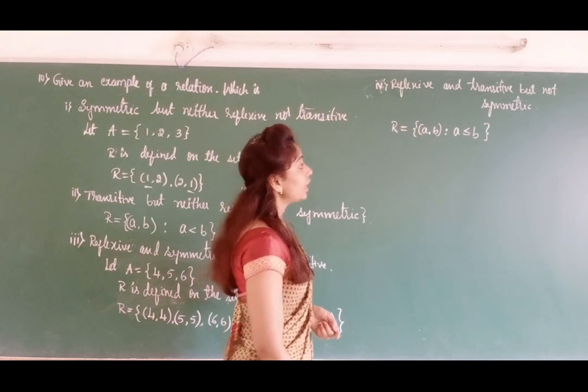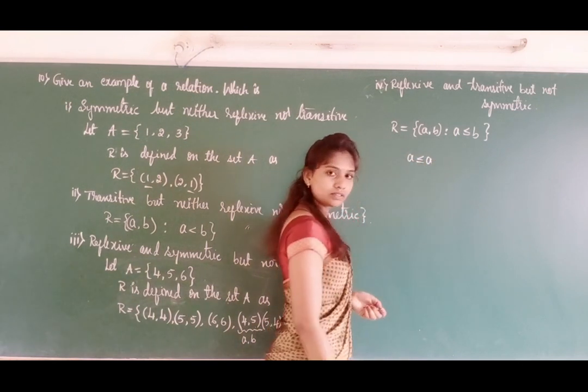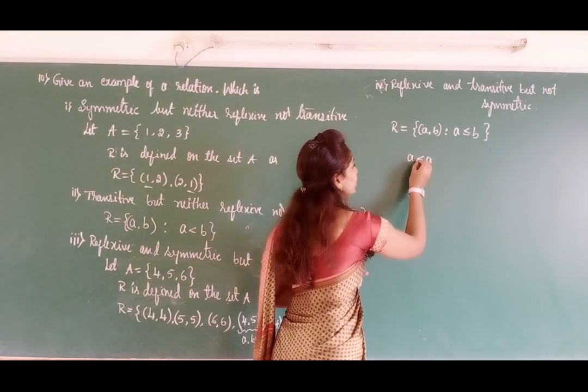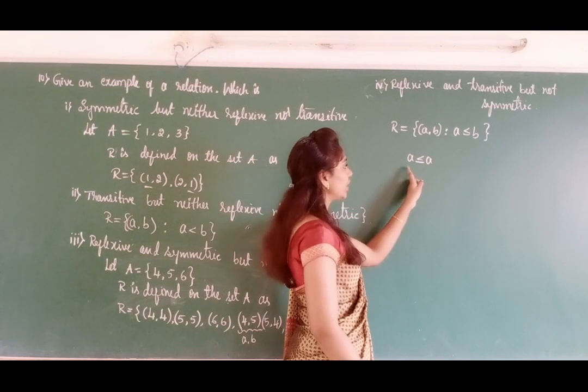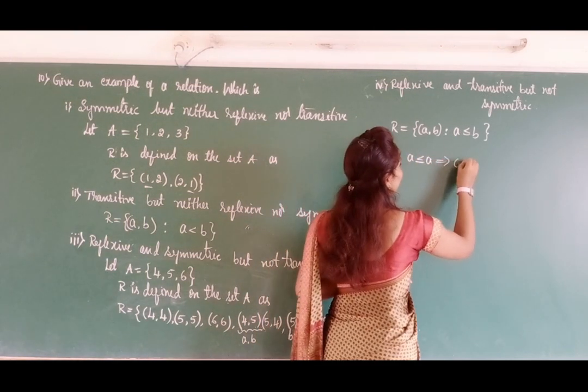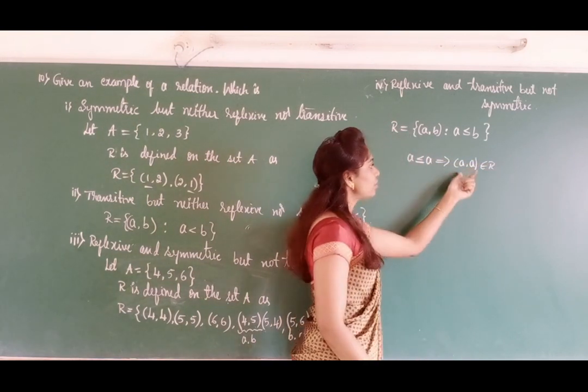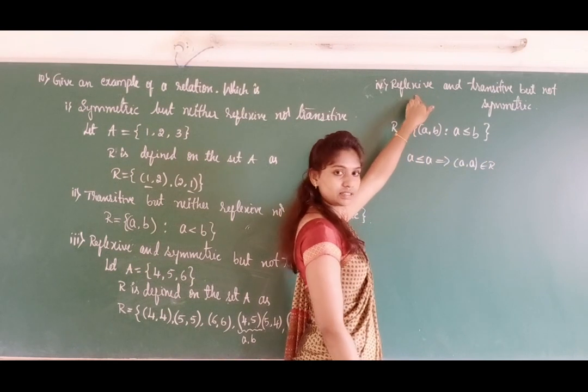Observe, obviously A is less than or equal to A, right? Here it is given as "equal to", so A is equal to A. That's why the ordered pair (A, A) belongs to R. (A, A) belongs to R means R is reflexive.